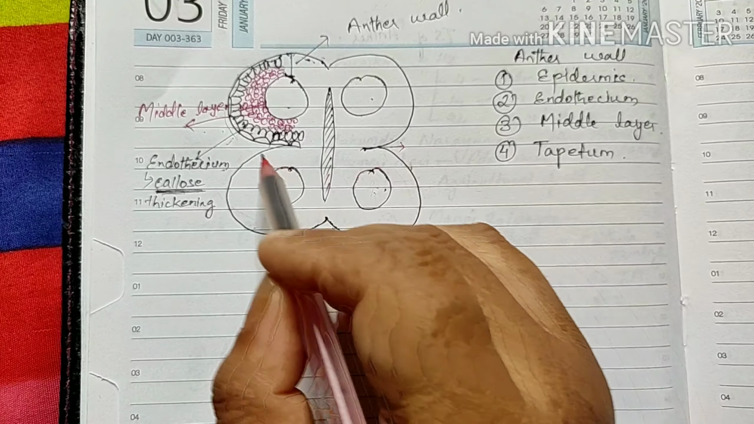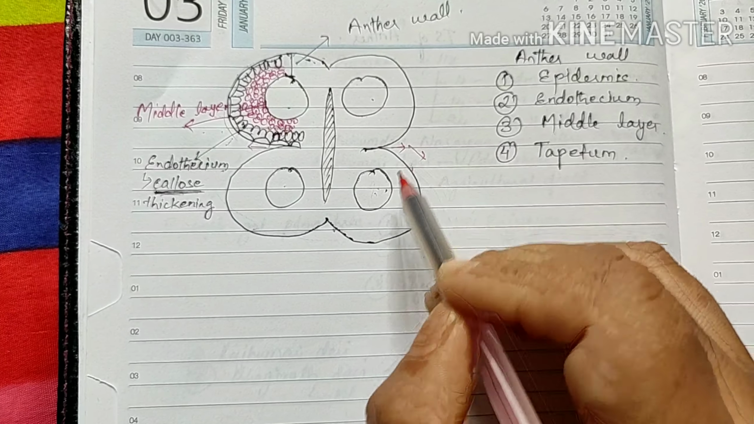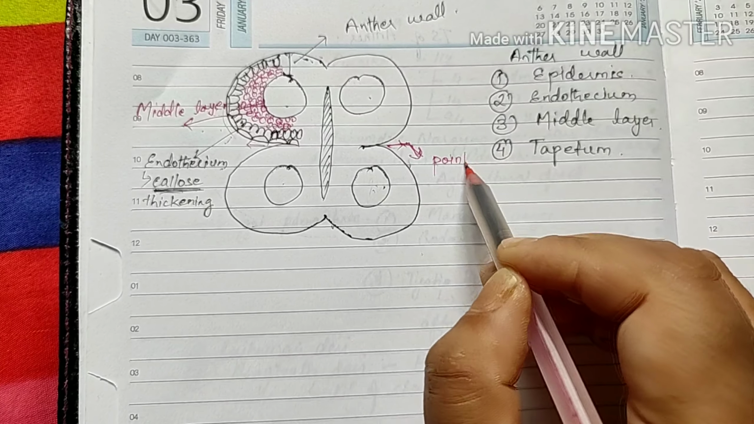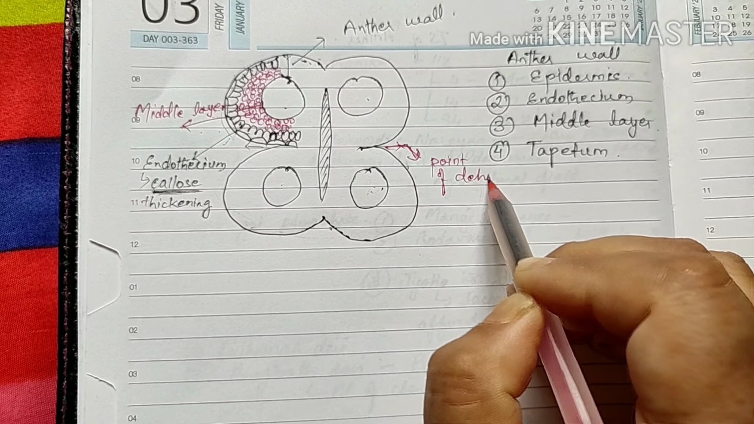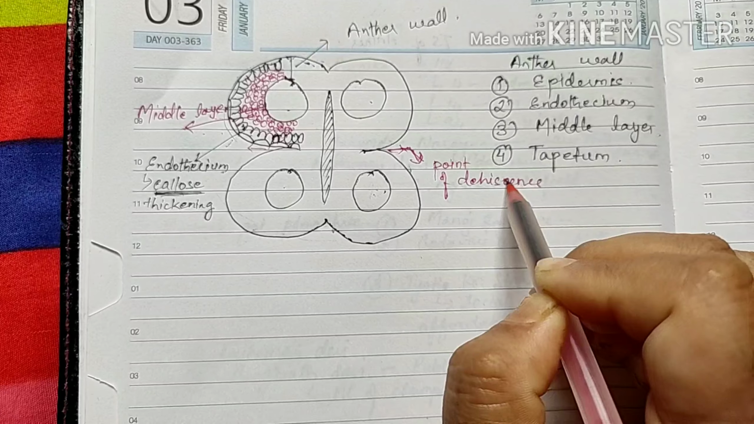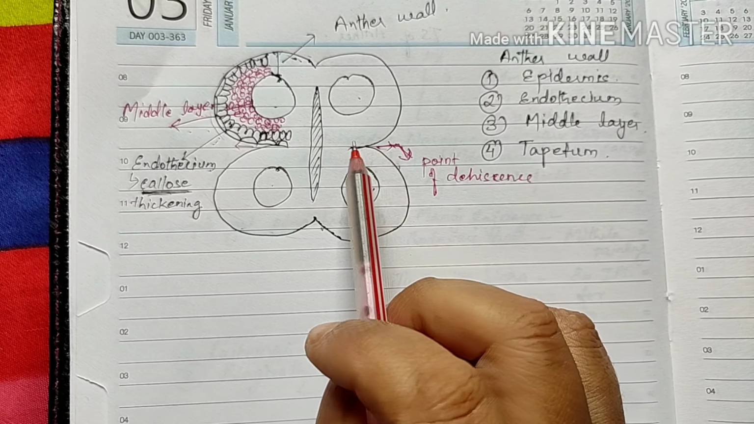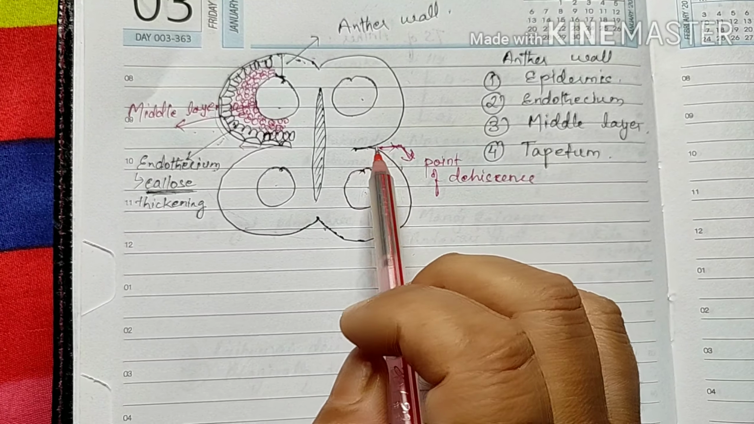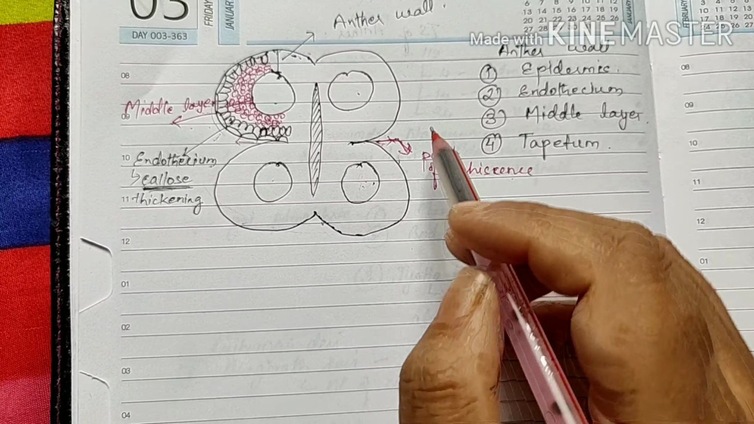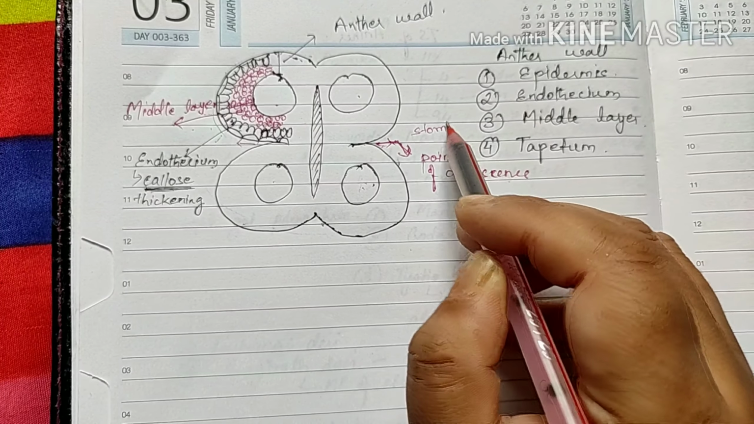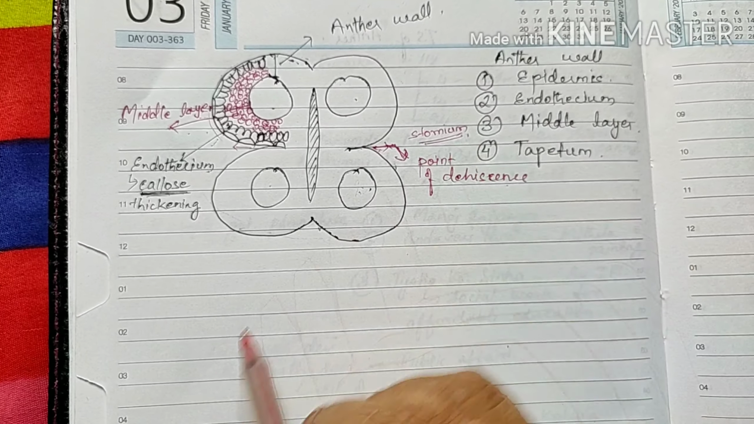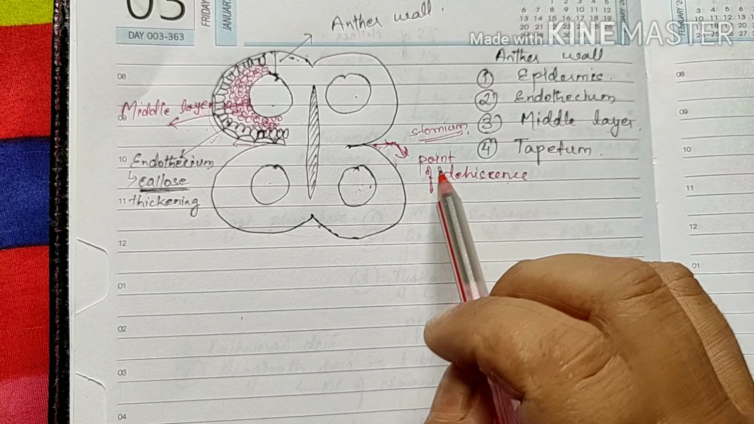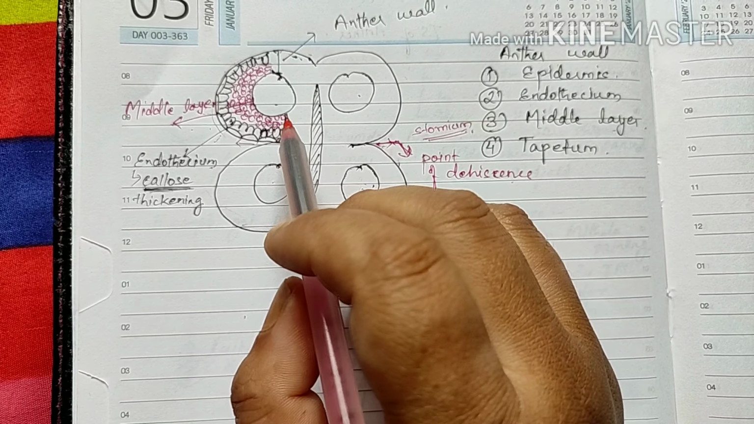This portion is the point of dehiscence, where this pollen grains releases out, and this whole anther ruptures from here. So this is the point of dehiscence. It is also known as stomium. Okay, so till now we have discussed middle layer. Now next is the tapetum.